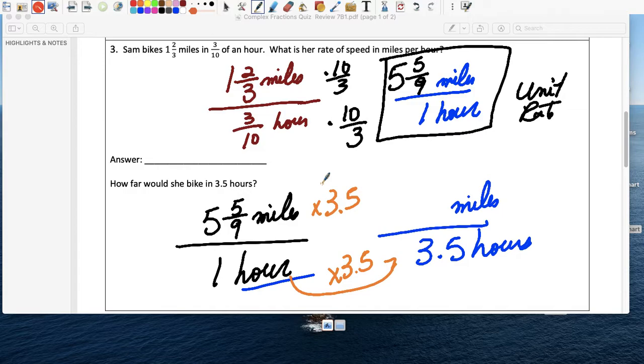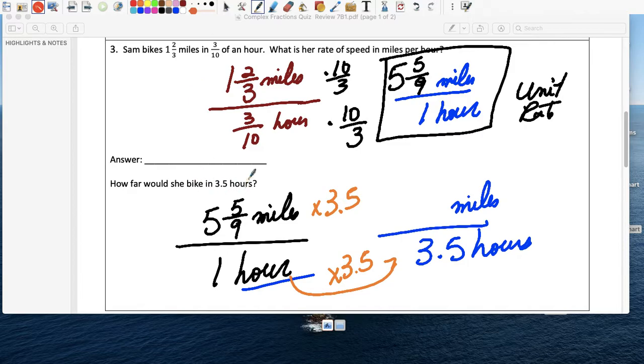So 5/9 times 3.5, and we're gonna get, well, let me do it again. It's okay. Let me just do it again. Give me 1 second. I'll explain what's going on. 5/9 times, let me put that as a fraction, 3.5.